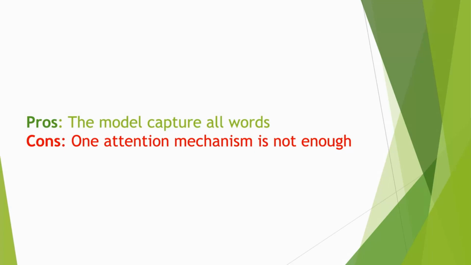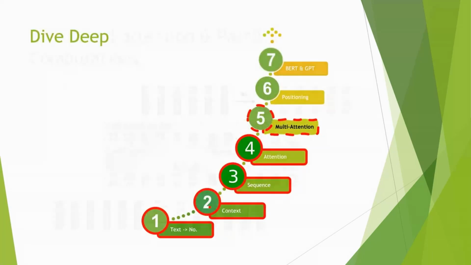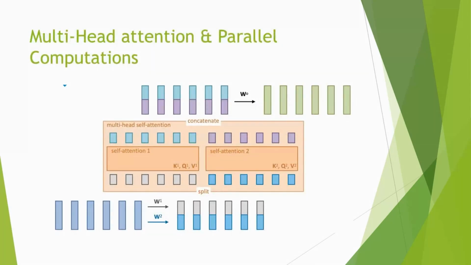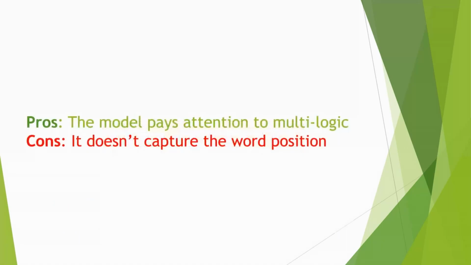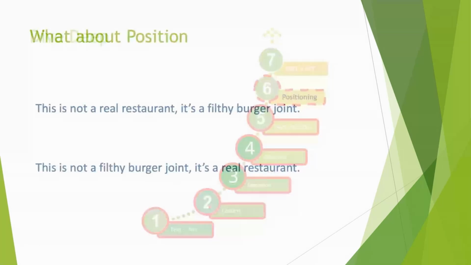So the model captured all the words, that's fine, but one attention mechanism is not enough. And then comes the multi-headed attention. It's very simple here. If you have one head attention that focuses on a simple task, if you have multi-head attention, then you will be able to have multiple attention mechanisms focusing on multiple different tasks. So the model here will pay attention to multiple logic, nice, which is multi-headed attention, but it does not capture the word positions.